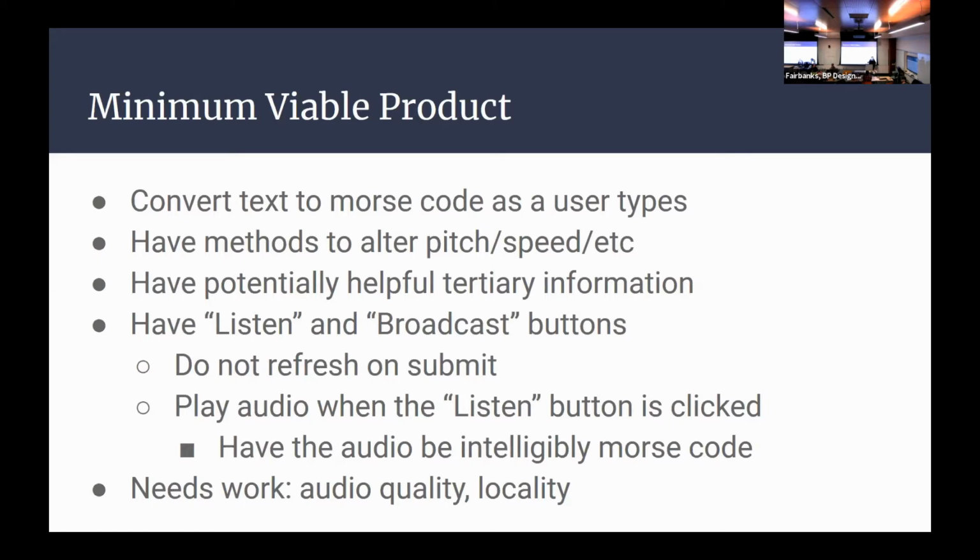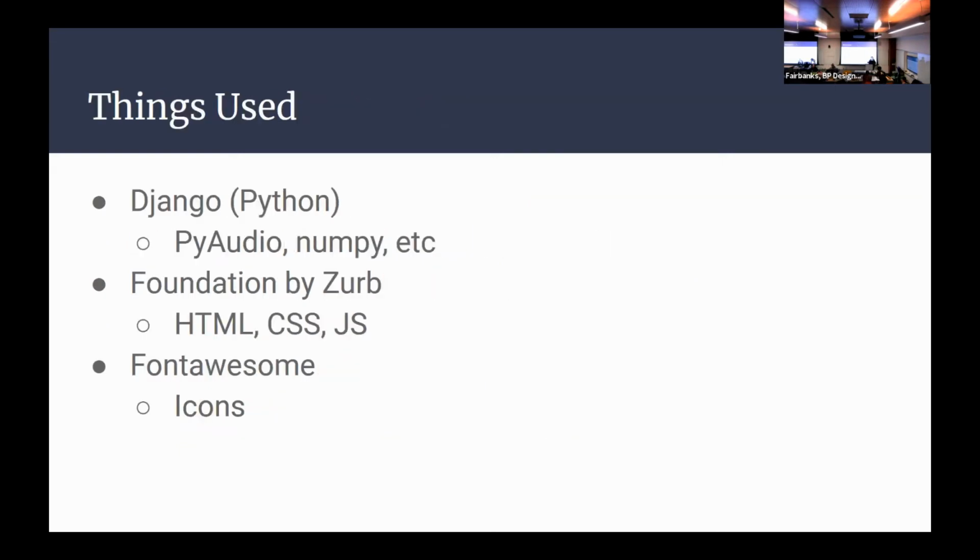In addition to that, I wanted to make sure that it didn't refresh on submission, because otherwise you might lose the message that you already had typed. And then I also wanted the audio to be recognizable as Morse code. That was harder than I thought it was going to be. The audio quality as well as the locality needs work still. Things that I used for this project: Django, Foundation, and Font Awesome. I learned quite a bit, but I feel like not quite enough about generating audio in Python.